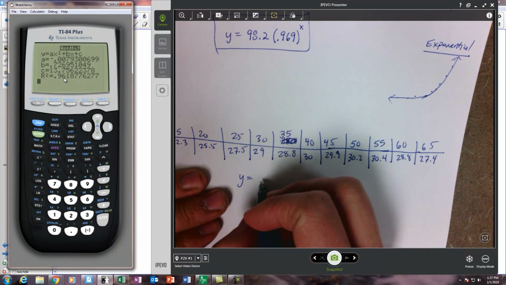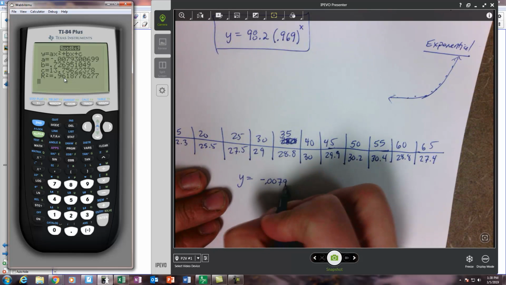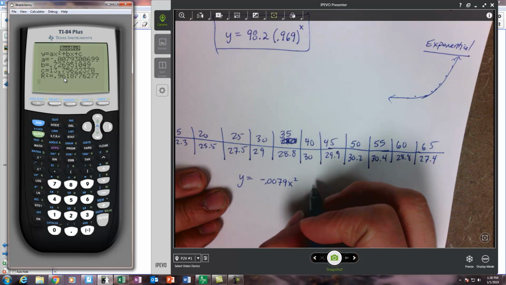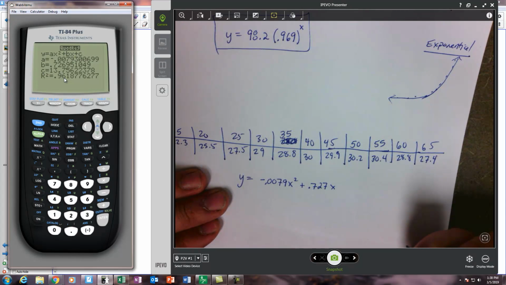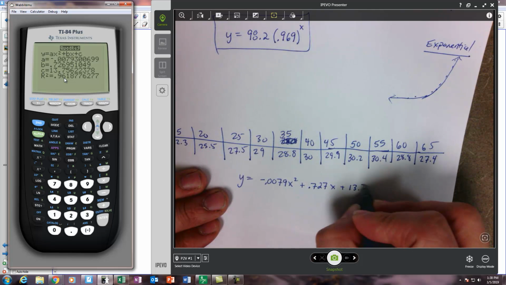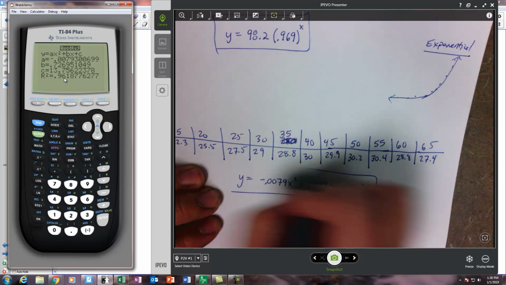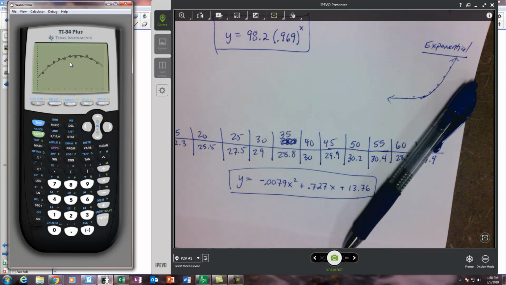Y equals, it says ax squared. Well, the a is negative 0.0079 x squared plus b, 0.727x, plus c, which is 13.76. So here's my equation. We have a decent r value. Let's look at what the graph looks like when it's plotted with the data. Is it a perfect fit? No, but it is a good representation of the data. It follows, and I can see that it's clearly trending back downward.